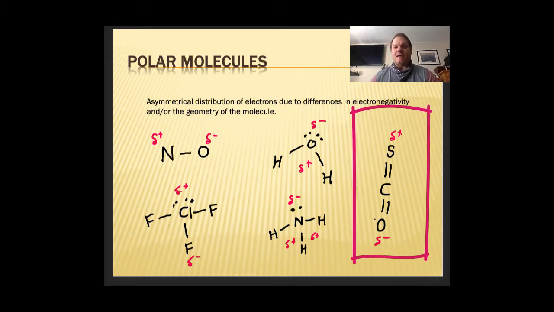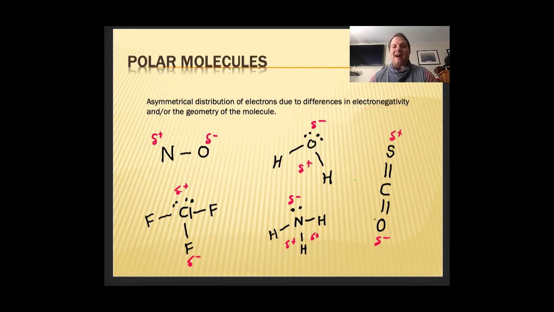On the right here, I've got carbon bonded to sulfur and oxygen. Oxygen has the higher electronegativity, meaning the electrons are going to get pulled in this direction. It has a partial negative charge here. They're being pulled away from the other side, which is the sulfur, so that's going to lead to a partial positive charge here. Again, you'll notice that all these molecules are lopsided.